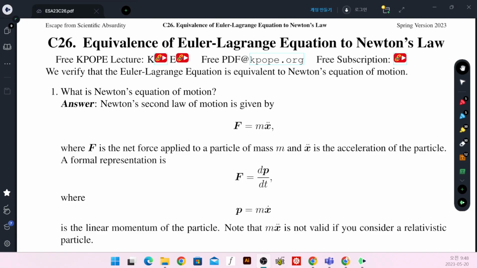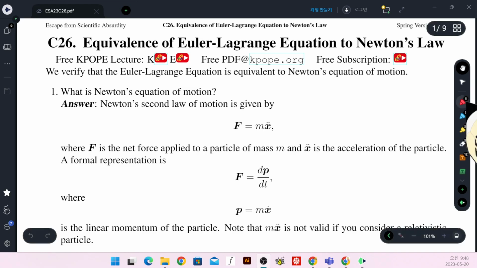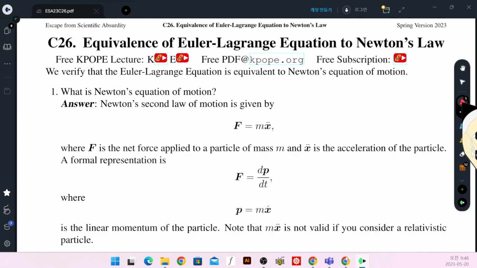Today we study C26, equivalence of Euler-Lagrange equation to Newton's laws, especially Newton's second law.